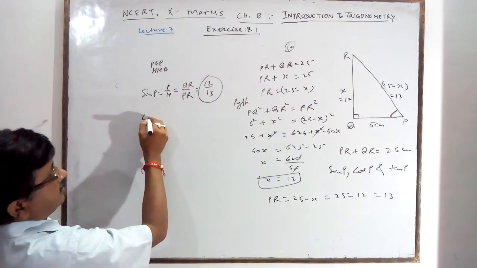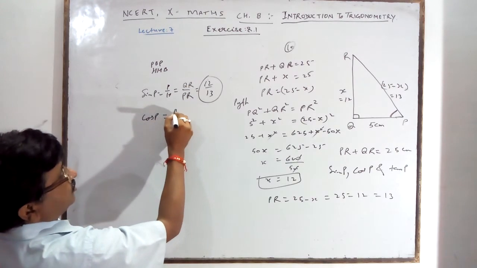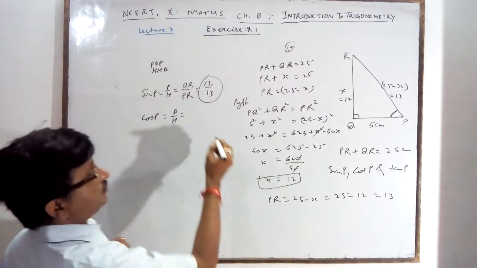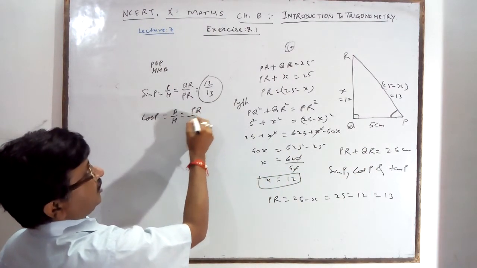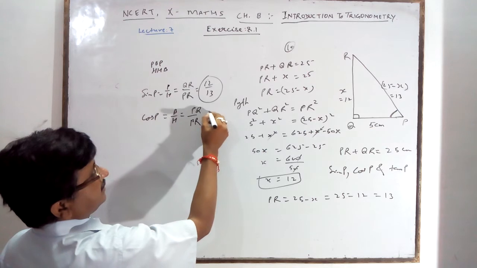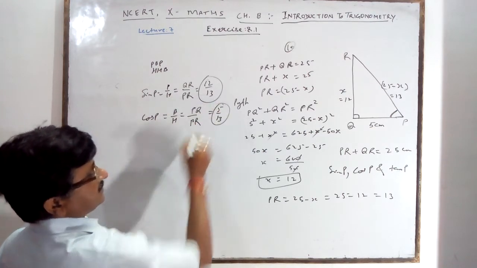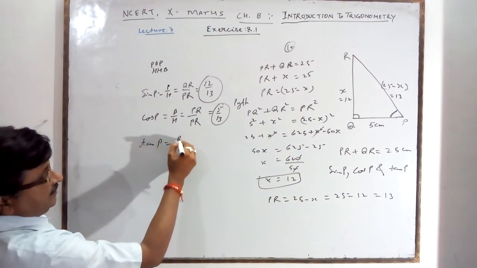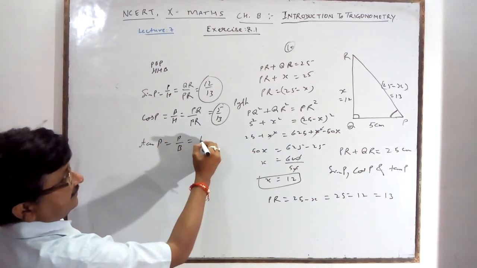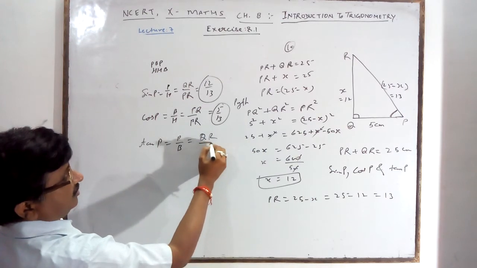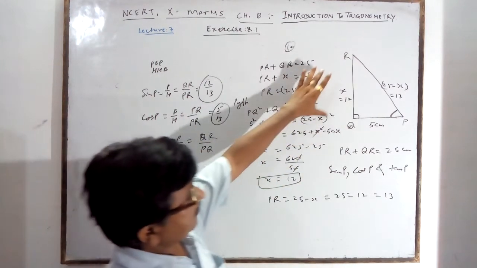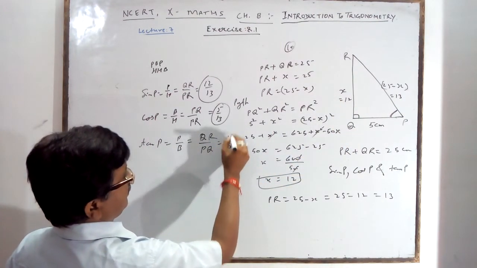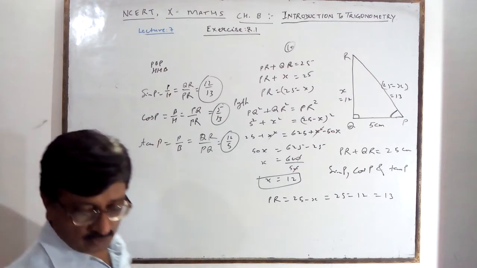Cos P. Cos P is equal to base upon hypotenuse. For the P, base will be PQ. PQ upon PR, that is 5 upon 13. Another answer. Tan P. What is the tan P? Tan P is perpendicular upon base, means QR upon PQ, 12 upon 5. 12 by 5. You are getting the three answers what you want.